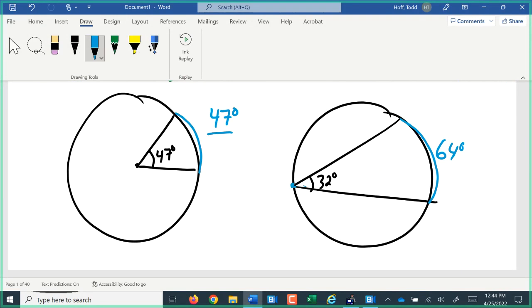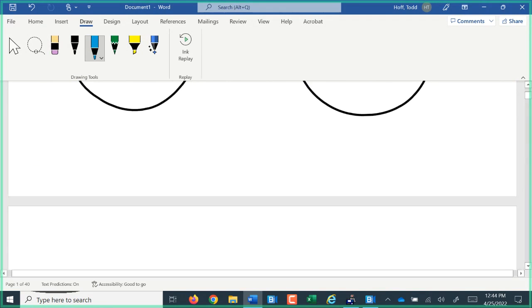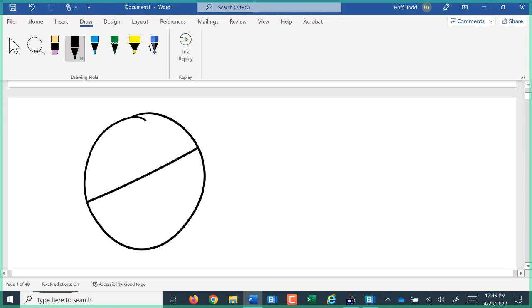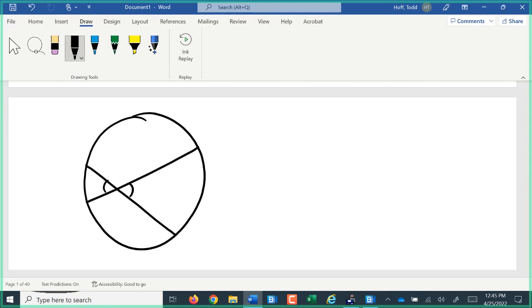If the vertex of the angle is on the circle, it's inscribed, the arc is twice the angle. If the vertex is at the center of the circle, in other words, a central angle, they're equal. The confusing part is when there's a double, when it's like this. Of course, this angle and this angle are the same, correct?